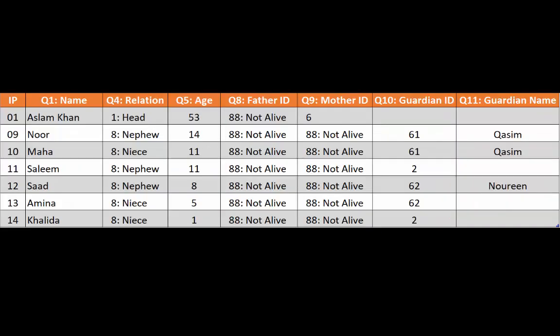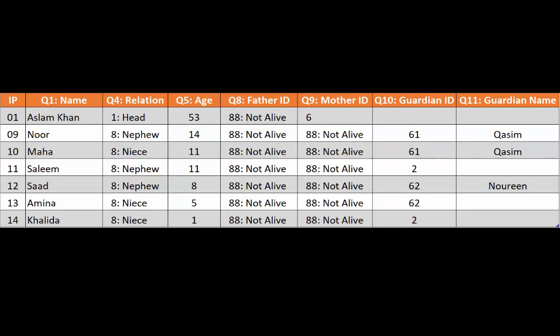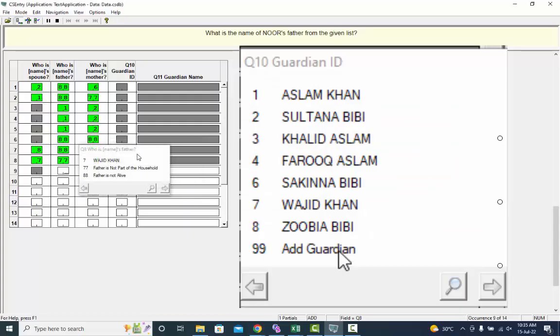Let's look at the printed roster before we start entering data for guardians. These 6 family members live with their uncle Aslam Khan because their parents are no longer alive. Their age range is 1 year to 14 years. So we will enter guardian information for these kids. Because the maximum number we can enter in the sequence is 60, I am using guardian ID from 61 onwards.